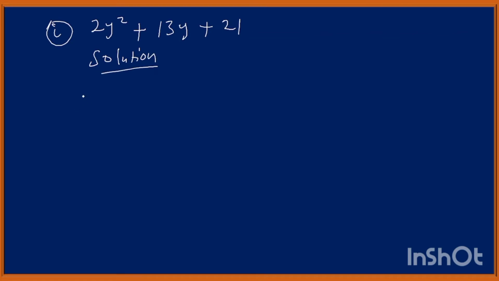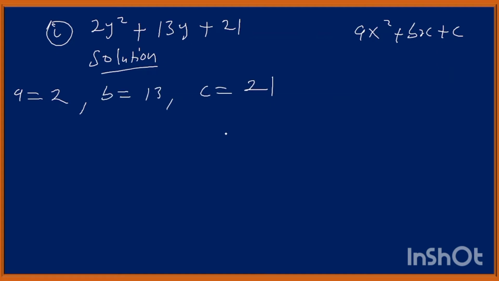The first thing we identify, if you compare this equation to the general form ax squared plus bx plus c, is that a is 2, the coefficient of x squared. Here it is y squared, replacing the variable, but it's the same thing. Then the coefficient of y is b, so b is 13, and c is the constant term, which is 21 in this situation.